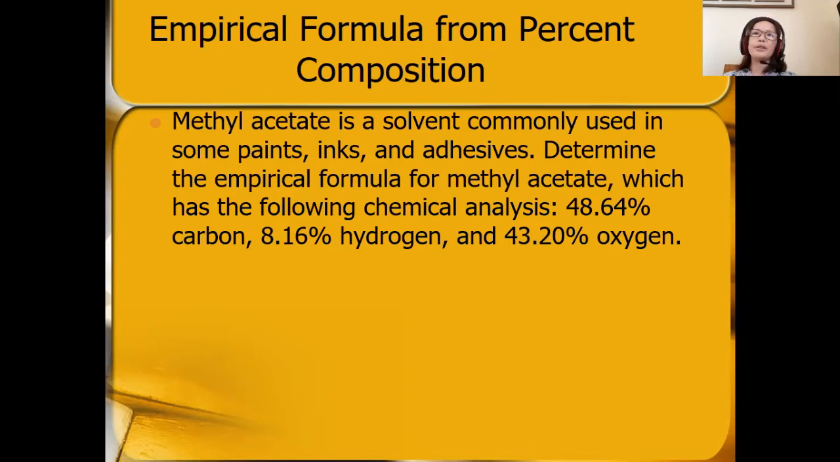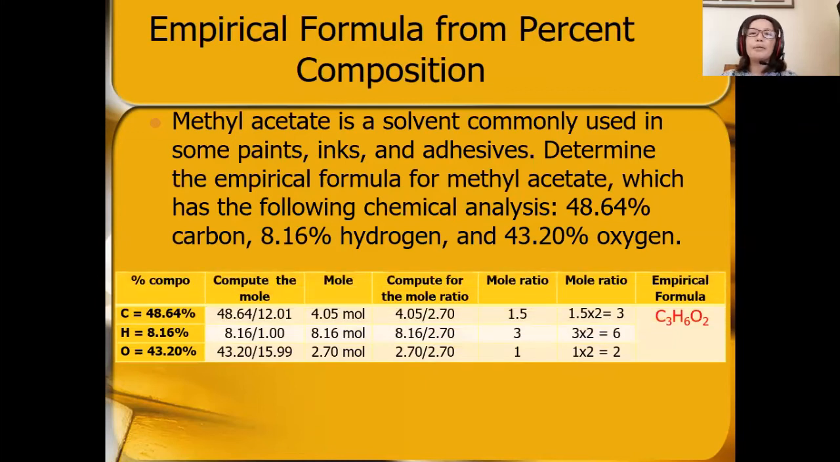So first, you have to convert these percentages into mass in grams. So you simply have carbon 48.64 grams, hydrogen 8.16 grams, and oxygen 43.20 grams. So we assume that the sample is 100 grams. After that, you get the number of moles.